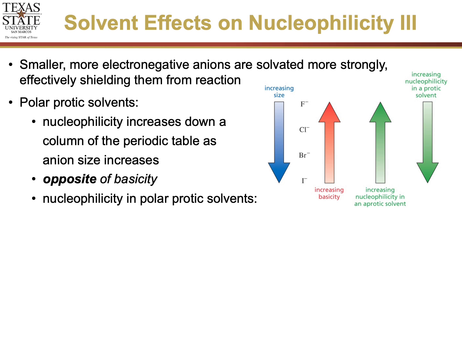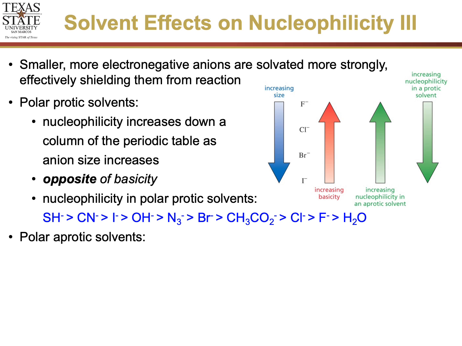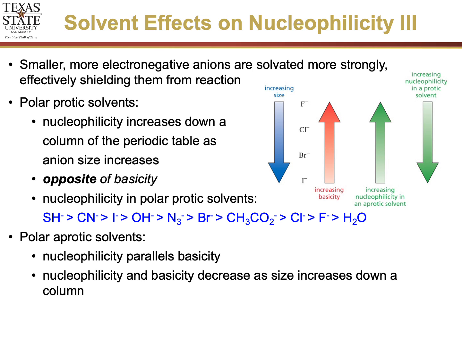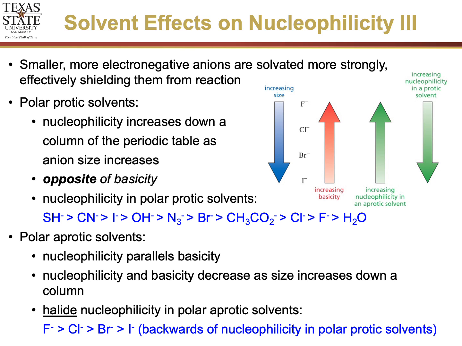The nucleophilicity in polar protic solvents is iodide higher than hydroxide, which is higher than bromide, higher than chloride, and water is the least nucleophilic in these polar protic solvents. In contrast, in the polar aprotic solvents, the nucleophilicity does parallel basicity, meaning that as the size goes down, the nucleophilicity goes up. So the halide nucleophilicity in polar aprotic solvents is completely backwards of the nucleophilicity in polar protic solvents. So fluoride becomes the better nucleophile, and it can displace iodide, which is completely opposite from the polar protic solvents above.